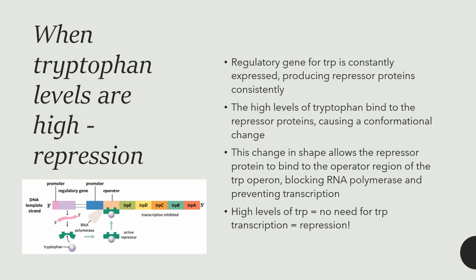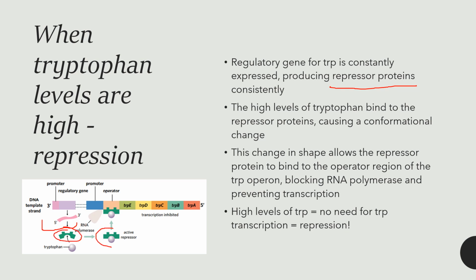So the regulatory gene for tryptophan that I showed you in the last slide, nice and spread out, is constantly expressed. The structural genes are not. It's the regulatory gene that's always being expressed to produce repressor proteins. So there are always these repressor proteins being expressed. The high levels of tryptophan floating around in the cell are able to bind to these repressor proteins. You can see here, this regulatory gene has made this green repressor protein.